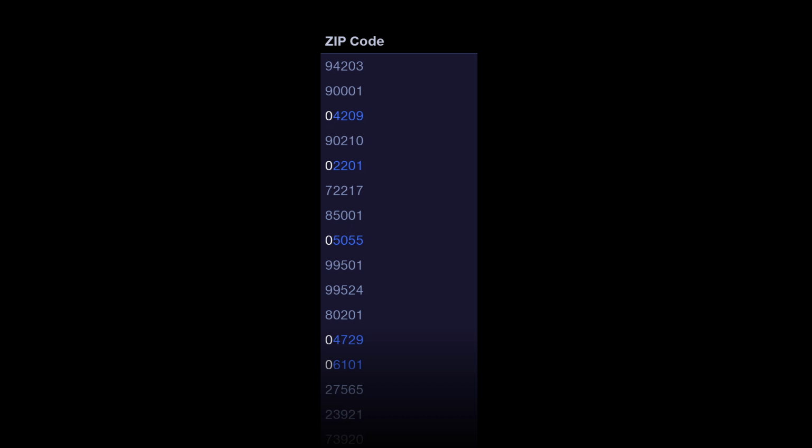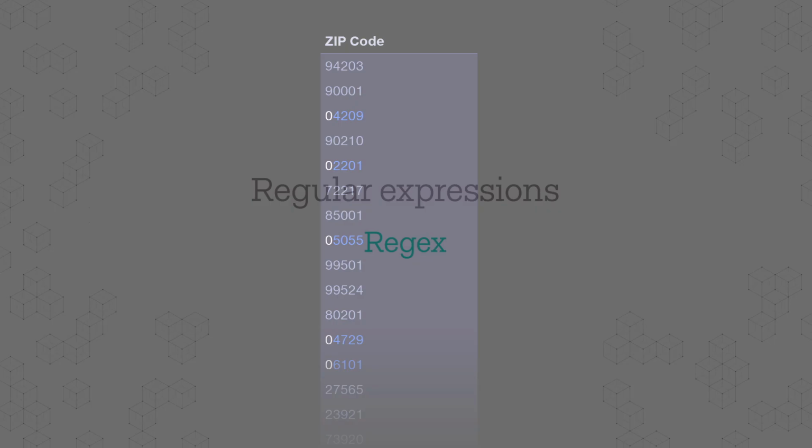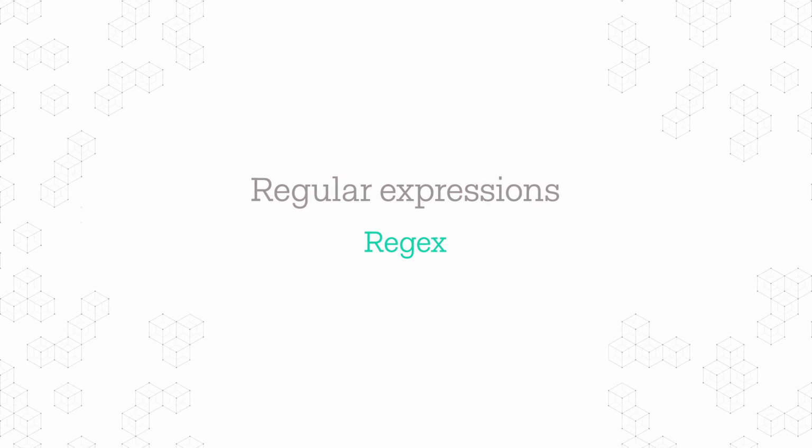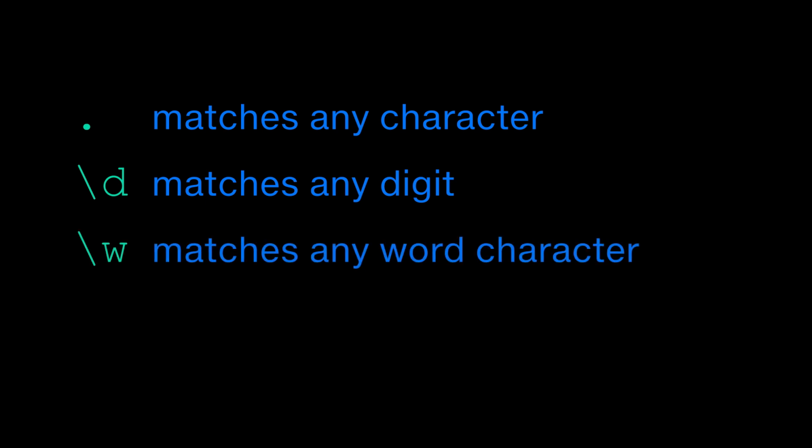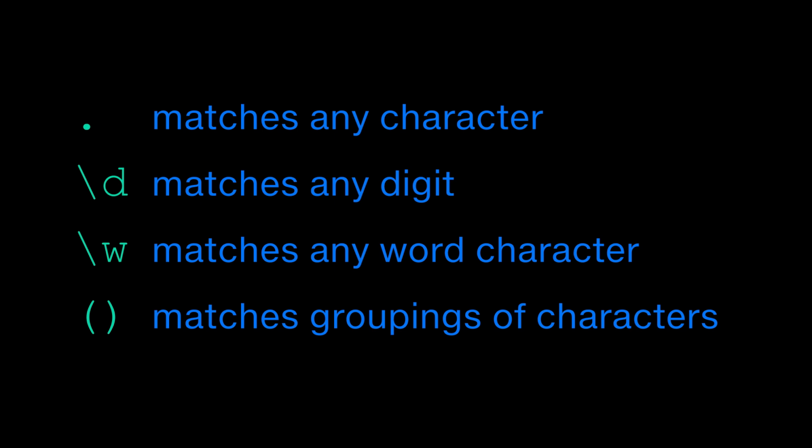Patterns are defined using a language known as regular expressions, commonly known as Regex. For example, dot matches any character, \d matches any digit, \w matches any word character, and brackets matches groupings of characters. Let's see how to use regular expressions in Quantemplate.